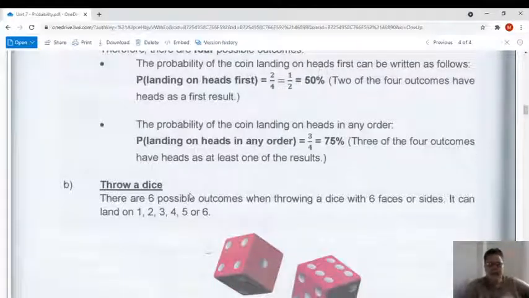The probability of the coin landing on heads in any other order. P, landing on the head in any other order. Okay, so the probability of what the question was here equals 3.